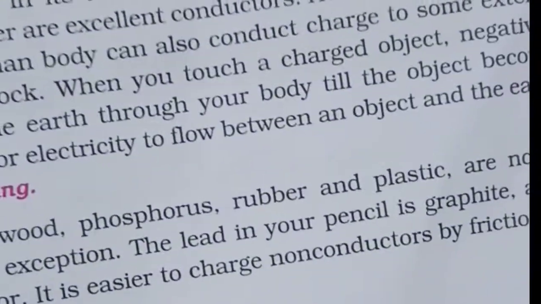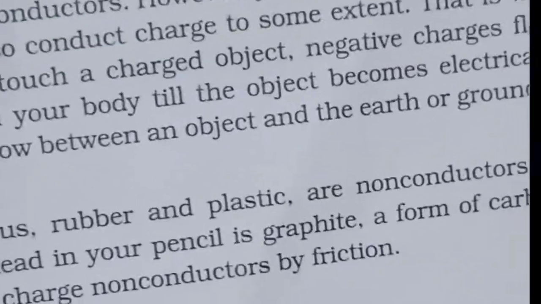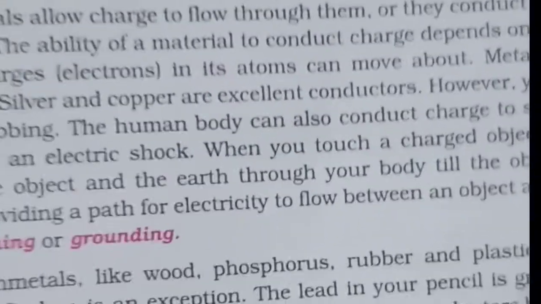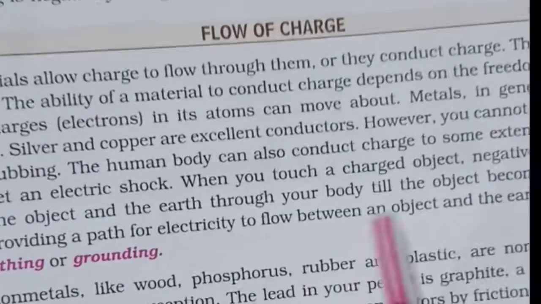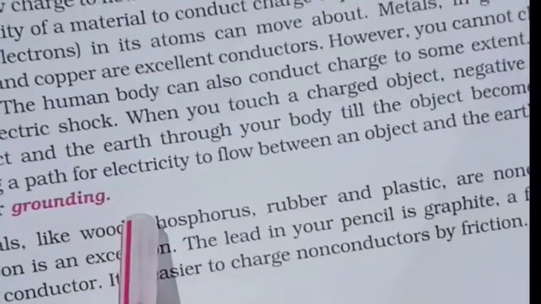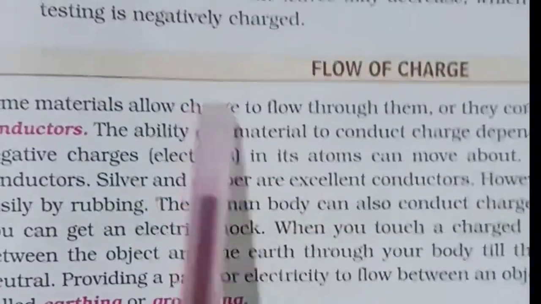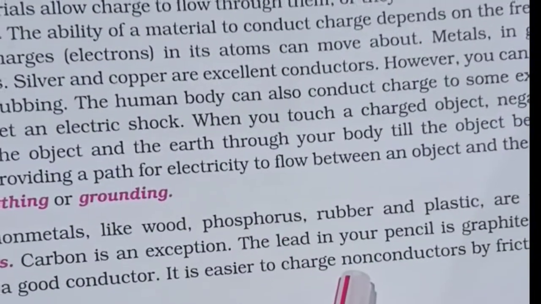When we provide a path for electricity to flow, it is called earthing or grounding. Providing a path for electricity to flow between an object and the earth is called earthing or grounding. So in this paragraph we saw about the metals. Now in this one we are told about the non-metals.